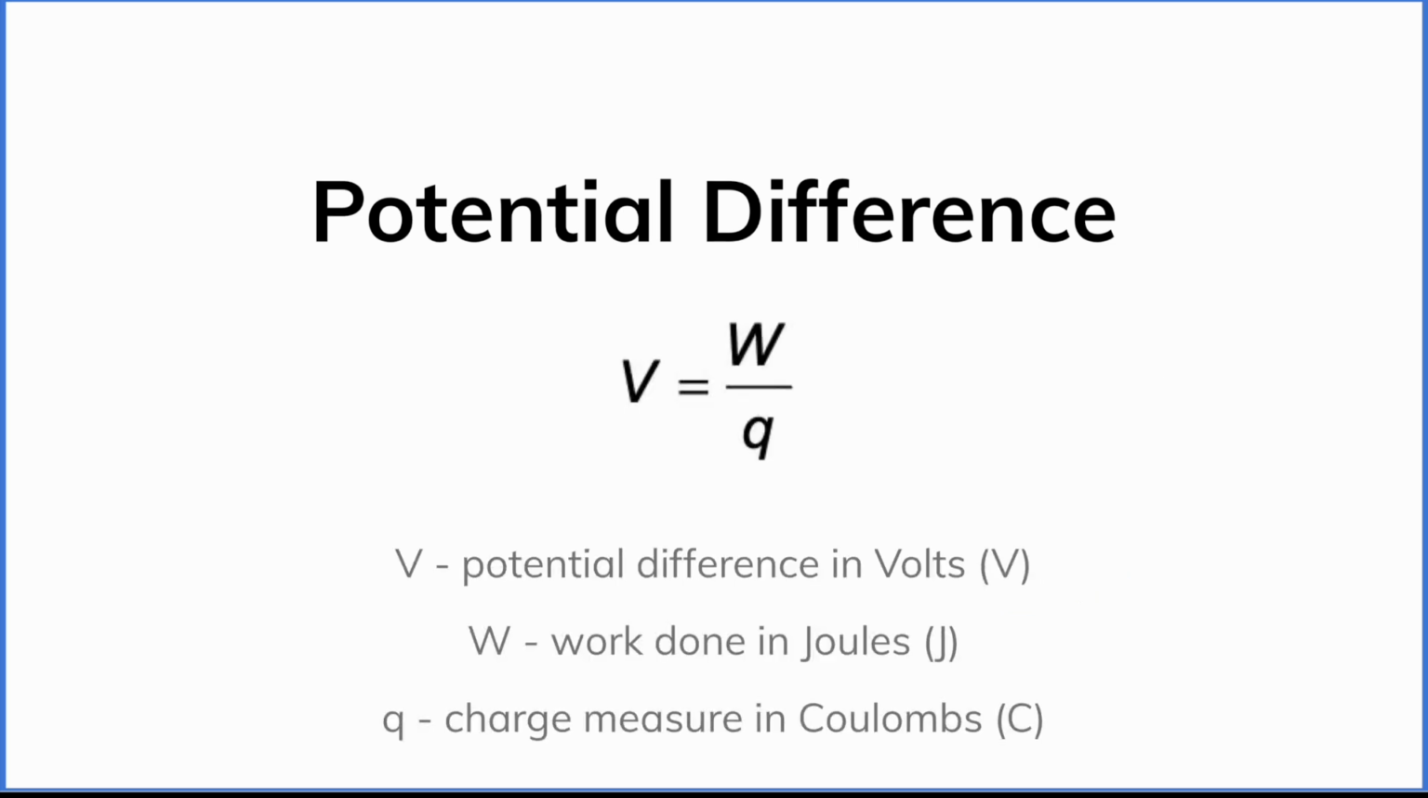The equation for potential difference gives us V is W over Q, where V is the potential difference measured in volts, W is the work done in joules, and Q is the charge in coulombs. So what this tells us is that a volt is a joule per coulomb.